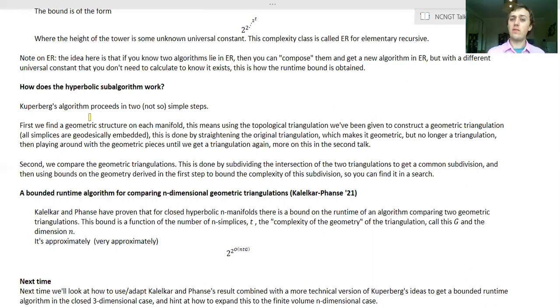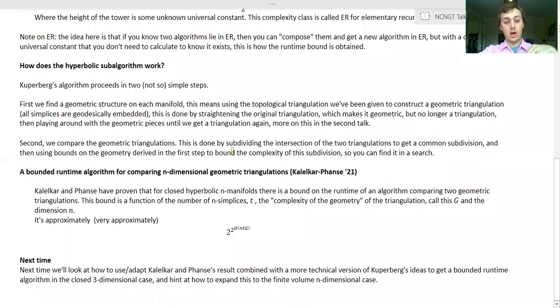The second thing you do, now that you have this geometric triangulation, is you compare the geometric triangulations. I've written a little blurb about how that works, but essentially we're just going to rely on the good work that's already been done by someone else. So Kolelka and Fanza, in work that's going to be published later this year, I believe, showed that for closed hyperbolic n-manifolds, there's a bound on the runtime of an algorithm comparing two geometric triangulations. Now, I mentioned this before, sometimes the input comes with extra information. So in their case, that it's a geometric triangulation rather than just a topological one.